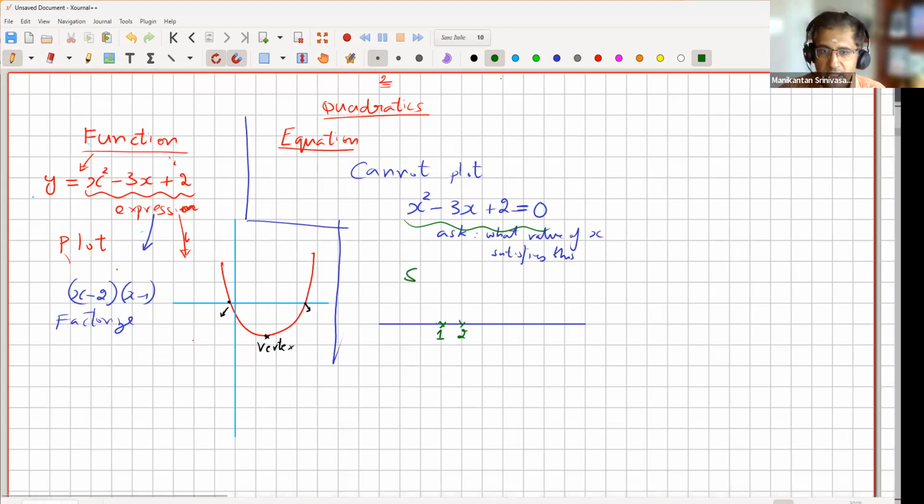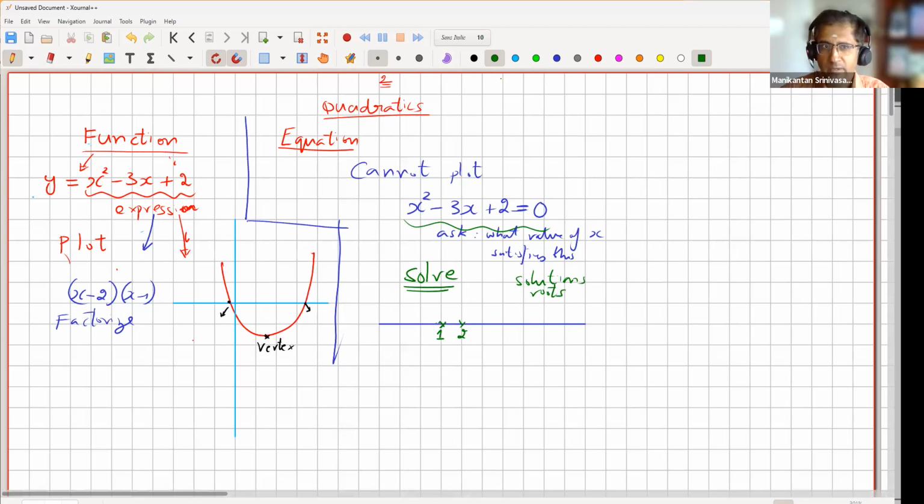So what are you doing? You're essentially solving an equation. You're solving, and then the answers that you're calling out are the solutions or the roots, right? Solutions or roots. Now, this fundamental difference is very important between function and equation. Sometimes they are used in a confusing way. Even textbooks sometimes say solve. They'll give y equal to x square minus 3x plus 2, and they say solve. It's incorrect. You cannot solve a function. You can only solve an equation, right?